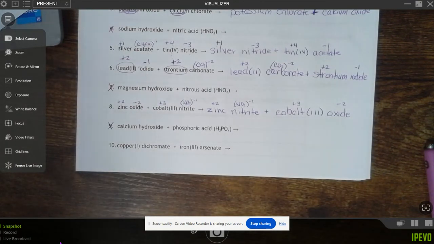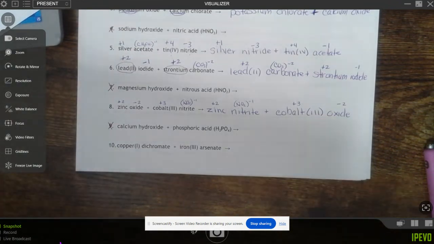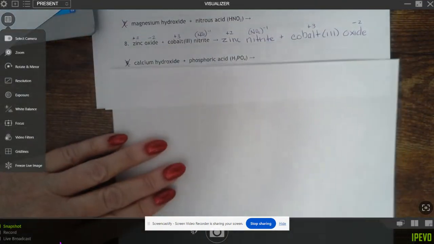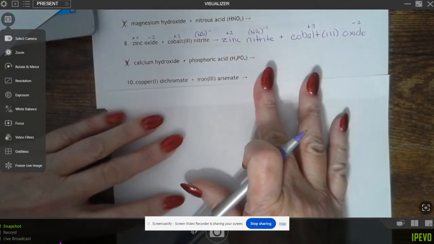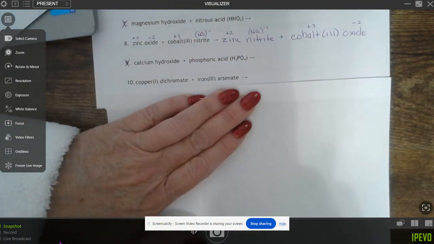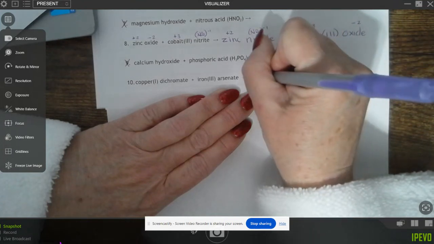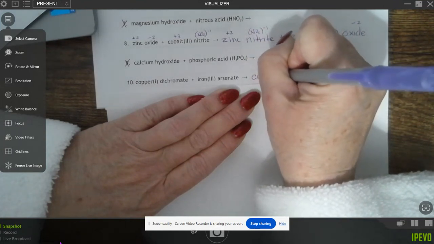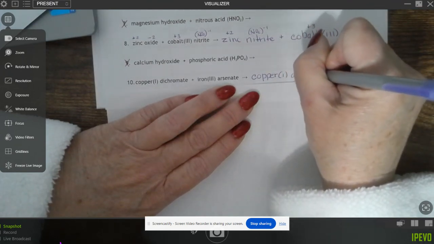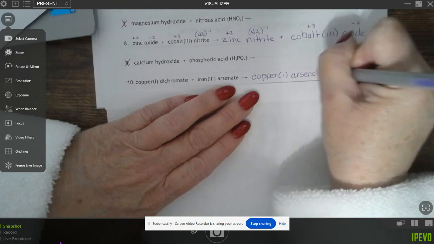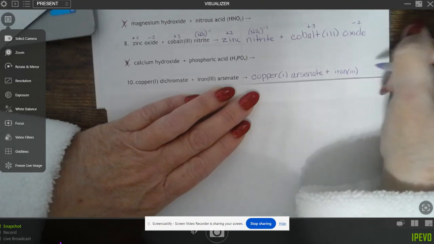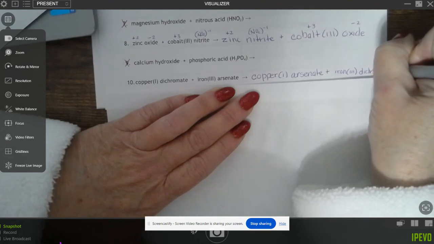We are going to skip number 9. So number 10, let's slide this up a little bit. All right. So we have copper dichromate plus iron arsenate. Ooh, that's a lot of stuff. So I'm going to end up with copper 1, arsenate plus iron 3 dichromate. Ooh, I didn't leave myself enough room to write.